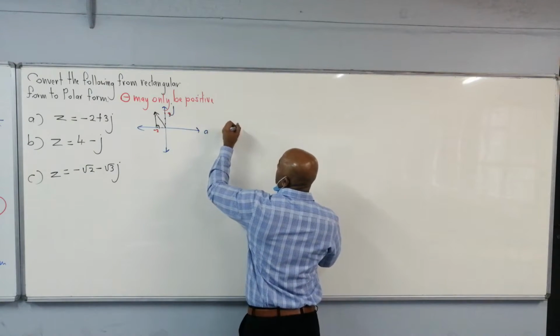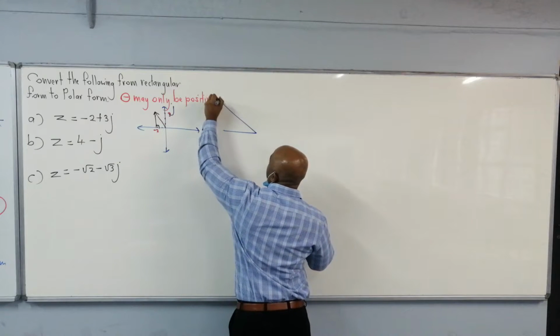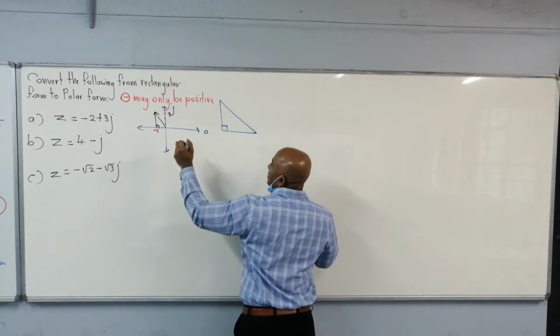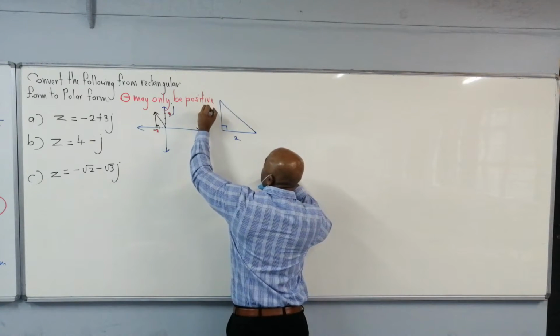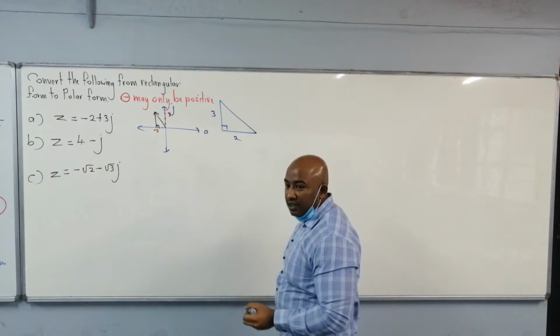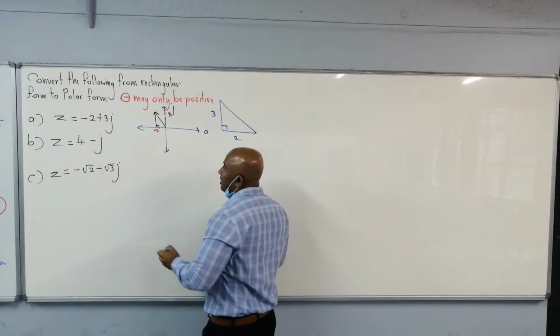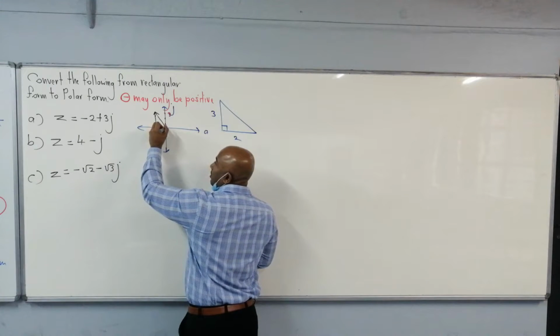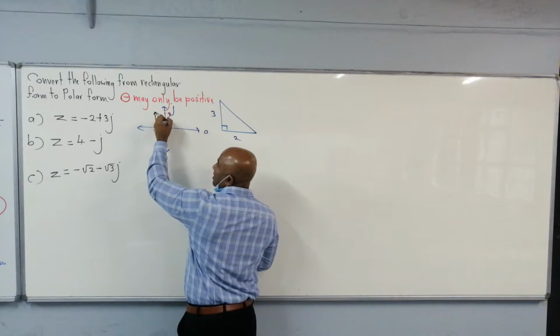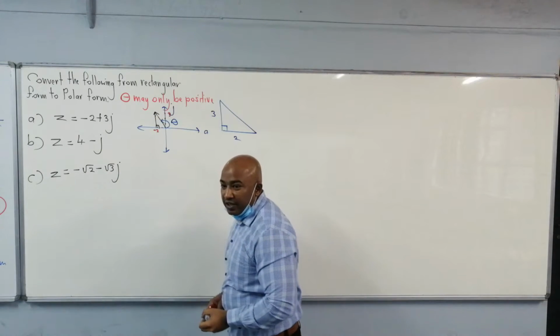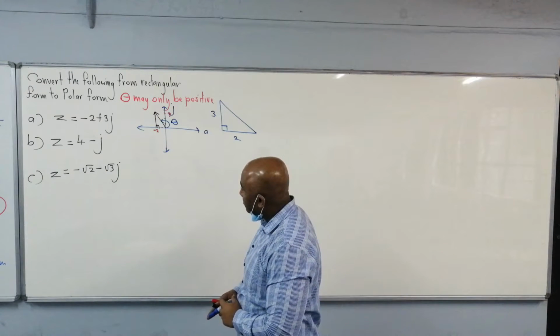So let's redraw this. There is your right angle triangle. The distance from here to here is 2 units, and from there to there is 3 units. The angle that we are measuring is from the positive x-axis. We're going past 90, and definitely it's more than 90 degrees. There is your theta. Can you see that? That is your angle theta.